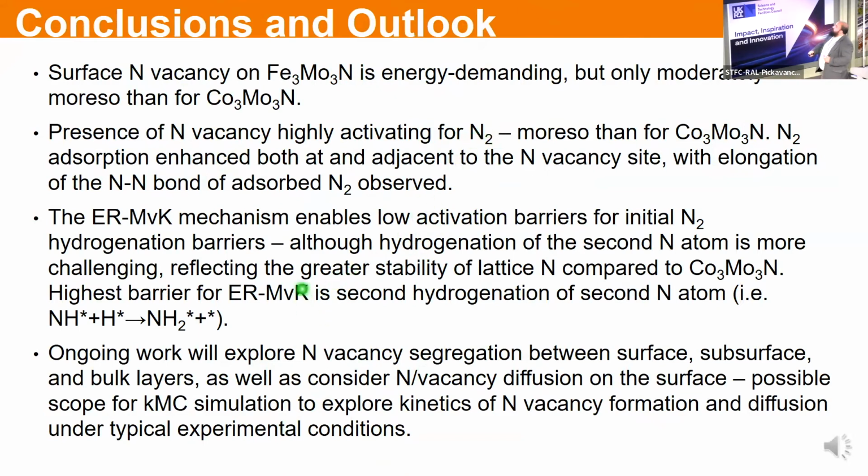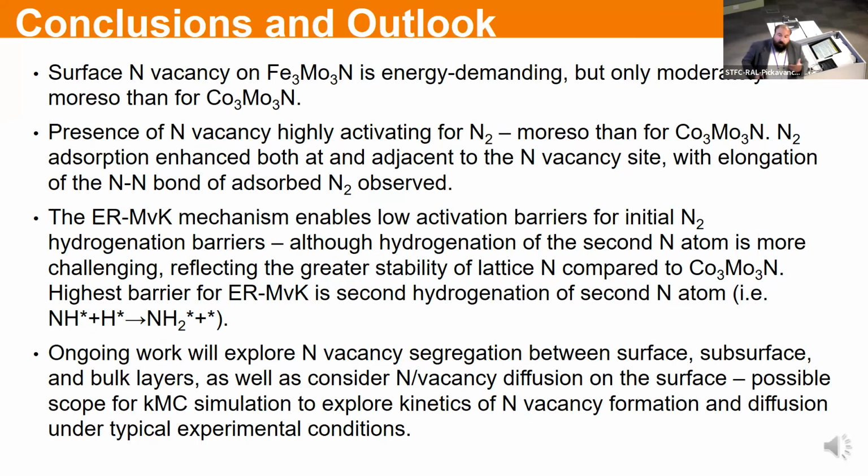What we do see is that if we can form nitrogen vacancies, it's highly activating for the nitrogen molecule, more so than for the cobalt molybdenum nitride. The Mars van Krevelen mechanism does allow for these low activation barriers for initial nitrogen hydrogenation, but we do see some greater challenges when we are moving on to hydrogenating the second nitrogen atom, which is essentially a surface lattice nitrogen atom. So that's one thing where, as I mentioned, we saw in the calculated activation barriers an alternation between high and low barriers in the cobalt iron system.